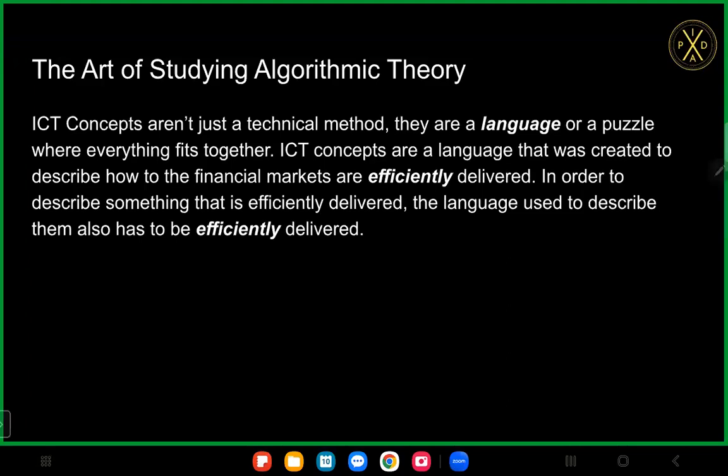All right, so basically what I'm trying to say with this is that because the financial markets are efficiently delivered, the way that ICT describes how the markets work is also going to help us blend a lot of the concepts together. If you understand the subtle nature of the language that he uses, it's going to help you bridge together a lot of the different concepts within algorithmic theory. And then you'll see how I apply all of this as we move on through the rest of this lecture.